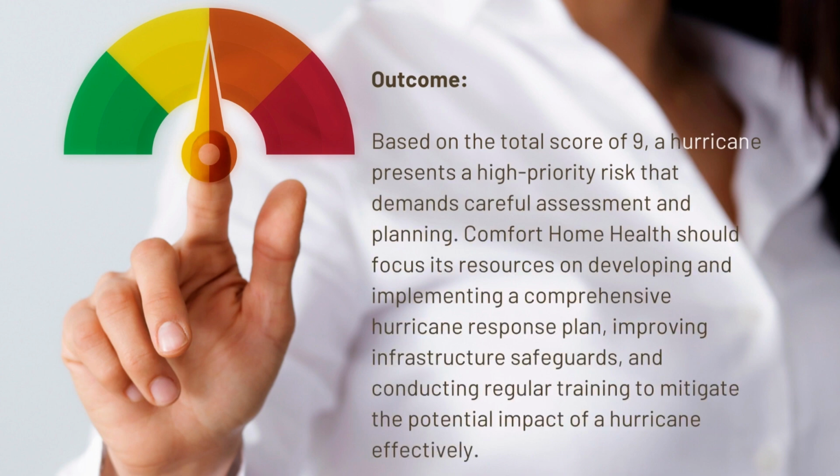Outcome. Based on the total score of 9, a hurricane represents a high priority risk that demands careful assessment and planning. Comfort Home Health should focus its resources on developing and implementing a comprehensive hurricane response plan, improving infrastructure safeguards, and conducting regular training to mitigate the potential impact of a hurricane effectively.